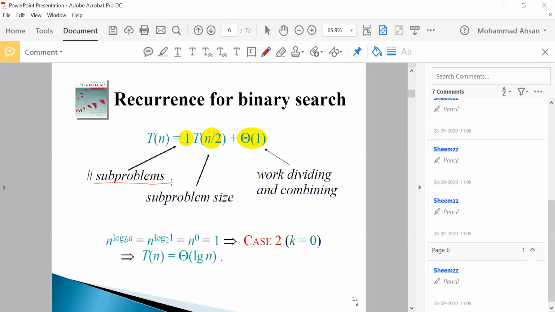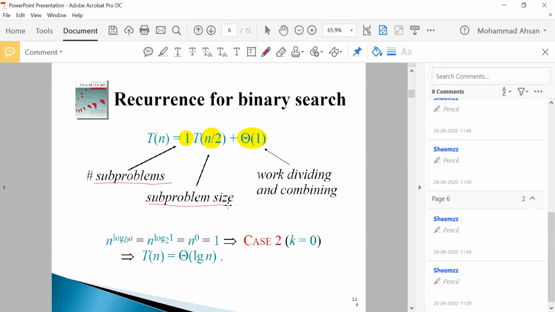Only one subarray you have to go and check in. It's just like your binary search tree, right? If you remember, when we search for an element, we check it against the root. Then you decide whether you will go and search in the left subtree or the right subtree. So one part of the tree is already discarded. So there's only one subproblem, only one subtree that you have to go and search in. And what is the size of your subproblem? It is n by 2.